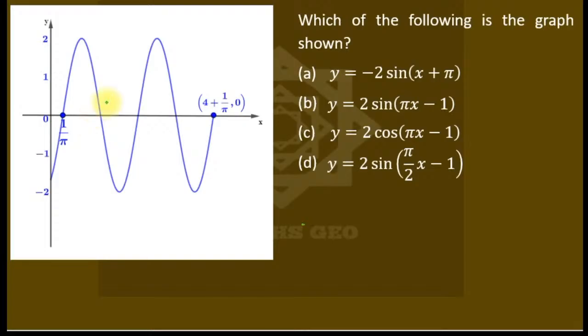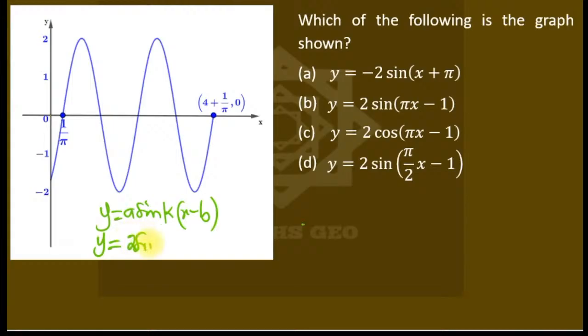So this graph must be in the form y equals a sine k bracket x minus b. Our main aim is to find a, k, and b. As you can see, from here our a is settled. A is 2. So this is y equal to 2 sine.